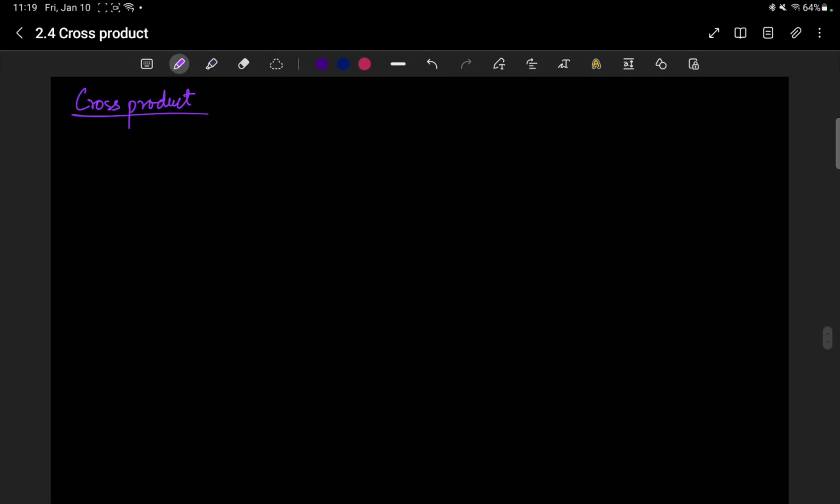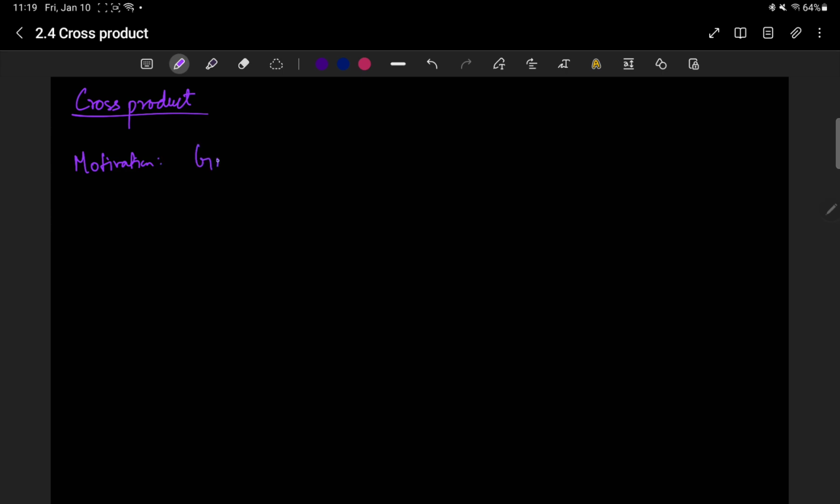Now we learned about dot product, and we saw that there is a very useful relation between angles of the vectors and the dot product. It also tells us when two vectors are perpendicular. Now this idea of being orthogonal or perpendicular is very important for vectors. And that brings us to the motivation for cross product.